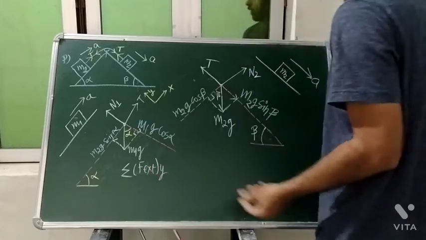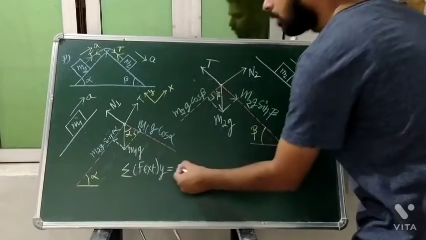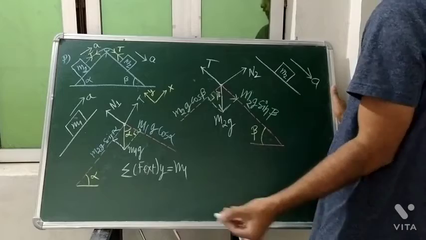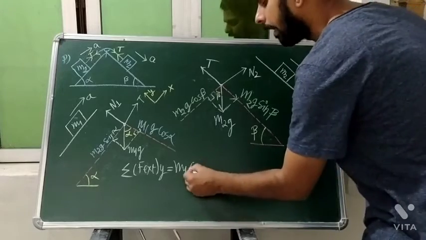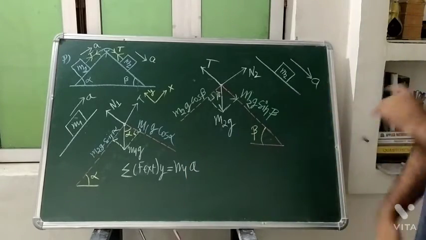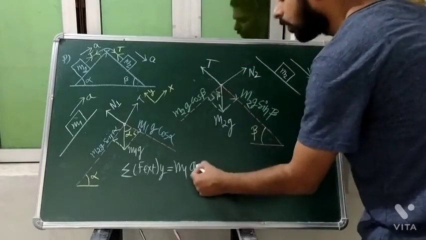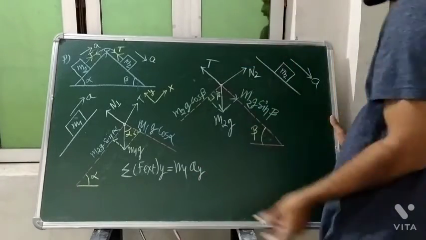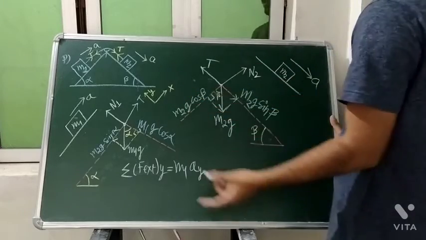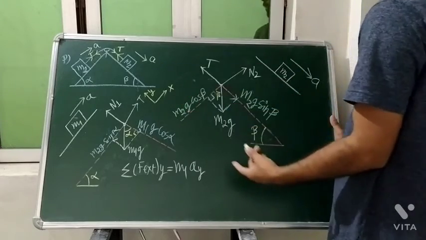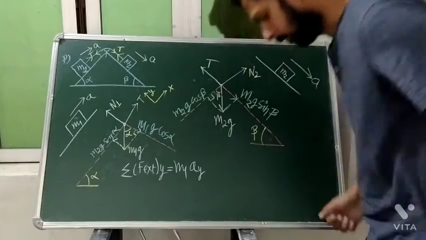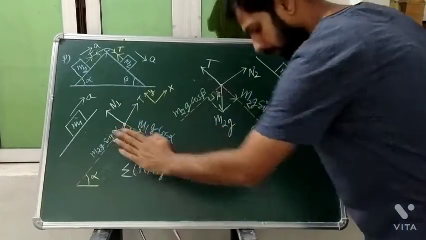in y direction should be equal to what, student? Mass m1 times the acceleration. Acceleration is a only, you can say ay. What are the external forces in y direction, student? n1 and m1 g cos theta. Isn't this one present here?